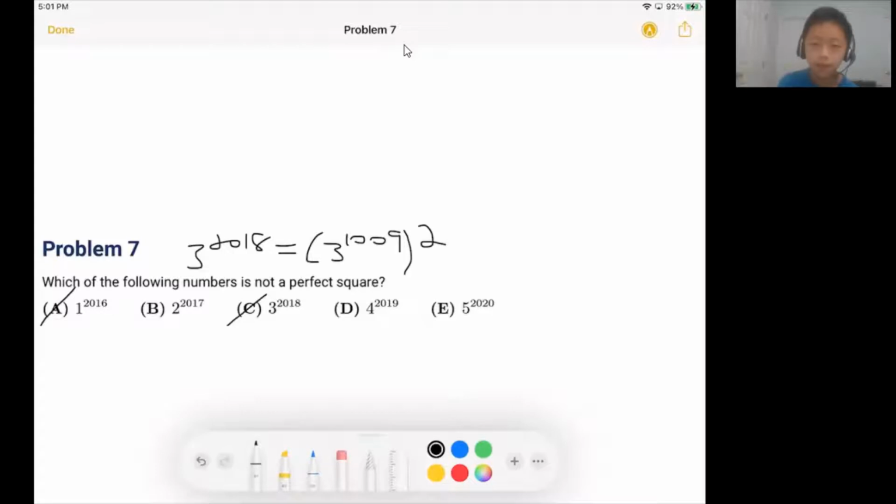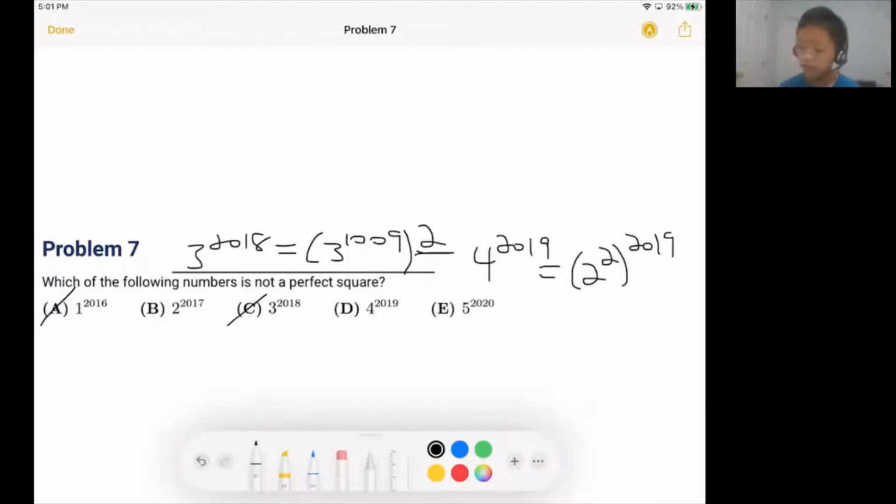Now let's move on to 4 to the power of 2019. With 4 to the power of 2019, we can't use the trick that we did for the 3's because the exponent is not even, so we can't pull out this power of 2 on the outside. But what we can do is write 4 to the power of 2019 as 2 squared to the 2019, and then using exponent rules, this is 2 to the 2019 to the power of 2. I switched the exponents at the top. So we can see that this is also a perfect square. We have 2 to the 2019, that's a number, and then we're squaring that. So we know D is not the correct answer either.